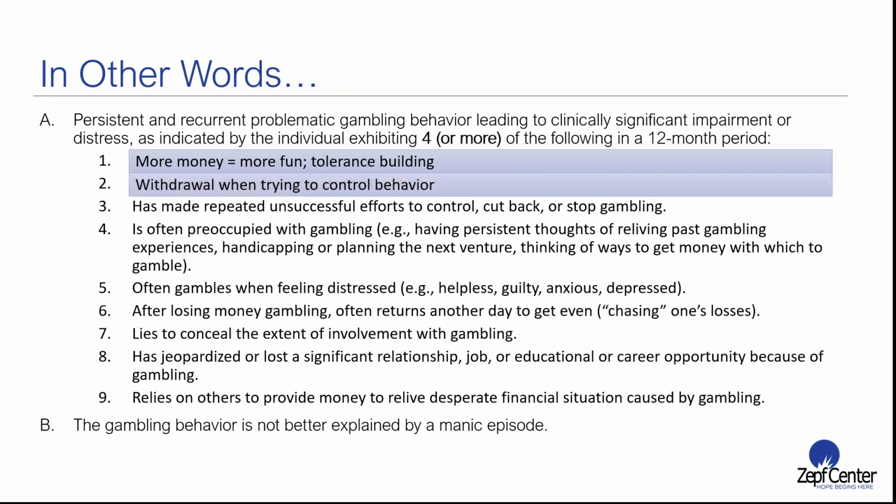Withdrawal when trying to control the behavior. This looks like either physical or psychological withdrawal of irritability, anxiety, wanting to go but maybe not having the funds to gamble, or wanting to set a limit and having a hard time sticking to it.